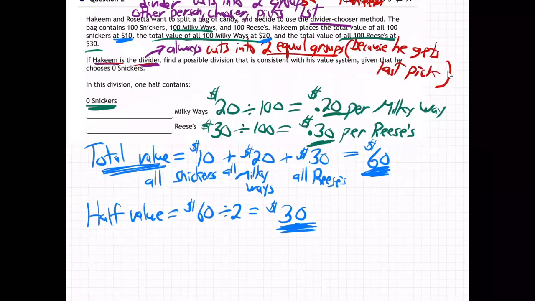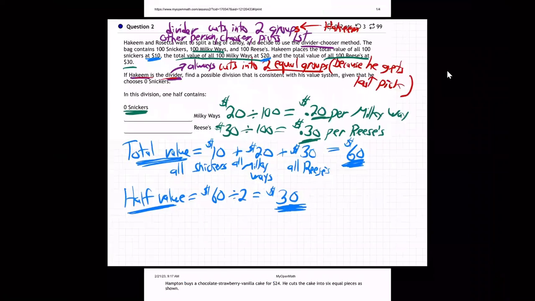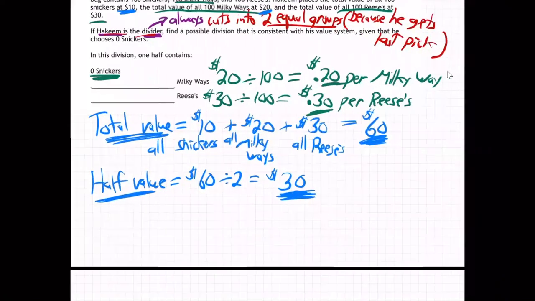Since he cuts it even because he gets last pick. So half the value is $30. So Hakeem's going to break it into 2 piles of $30 each. Okay. So how exactly is he going to do that? How do you make a pile of $30? Well, there's a lot of ways. There's more than one right answer here.